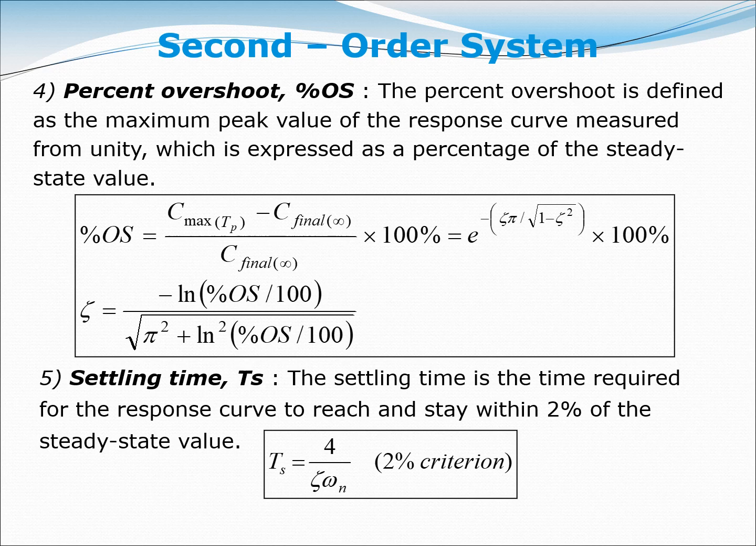So the last one is settling time, TS. The settling time is the time required for the response curve to reach and stay within the boundary of 2% of the steady state value. I think this definition we also have in the first order system. You also can use the formula Ts equals 4 divided by zeta omega n for the 2% criterion.